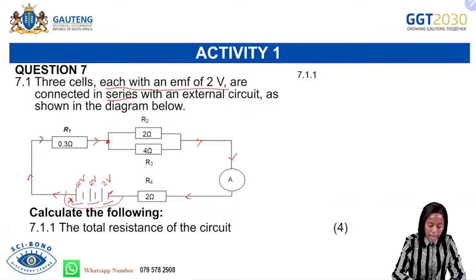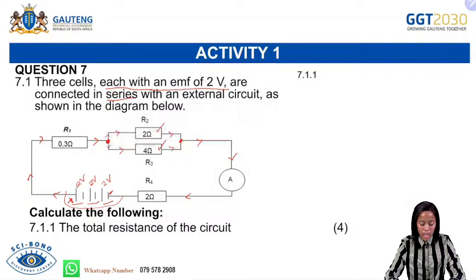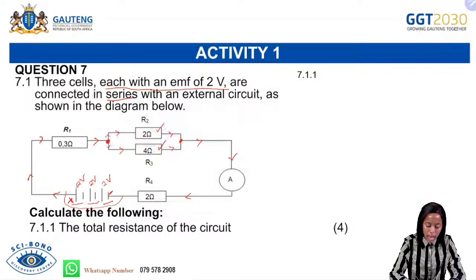But when the current gets to this point, what is going to happen to the current? The current will be split. So if the current is split, it means that some of the current will travel to the 2 ohm resistor and some of the current will travel to the 4 ohm resistor, up until this point where it will come together.